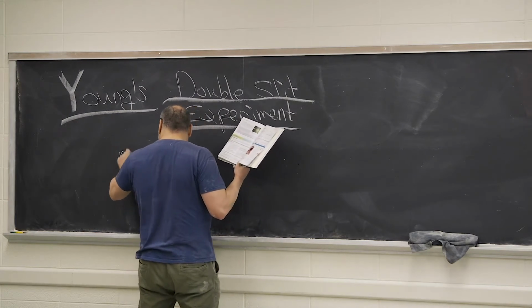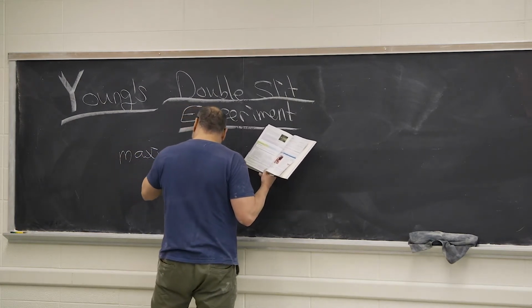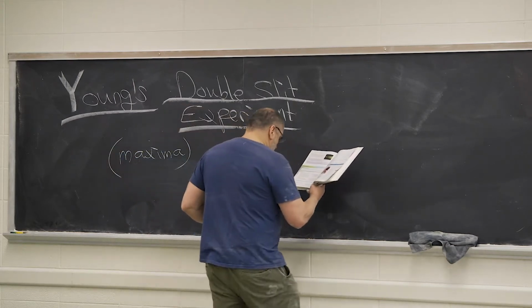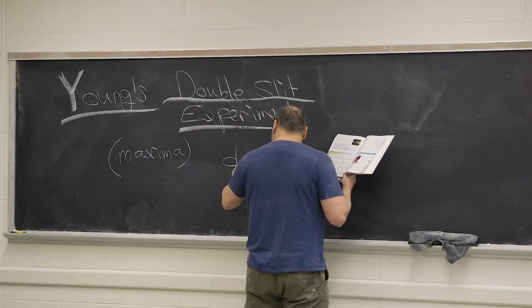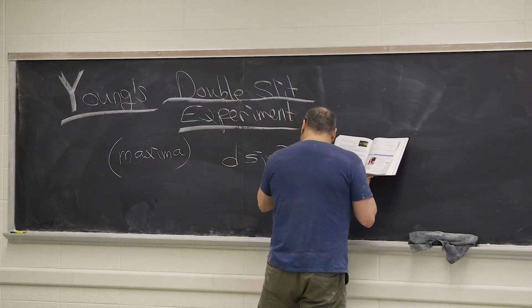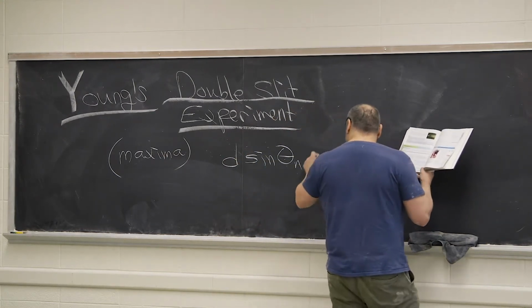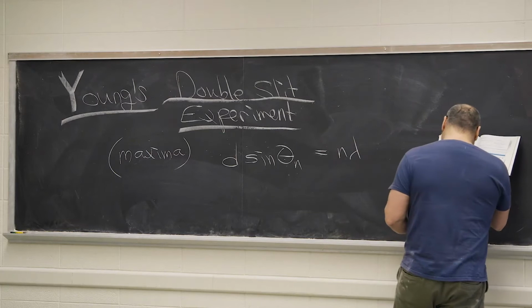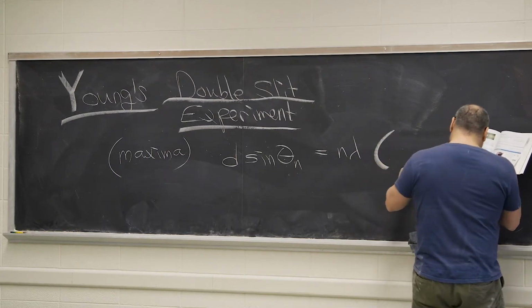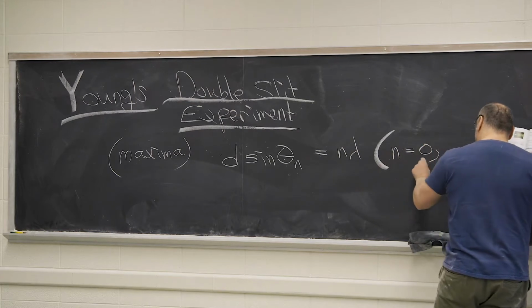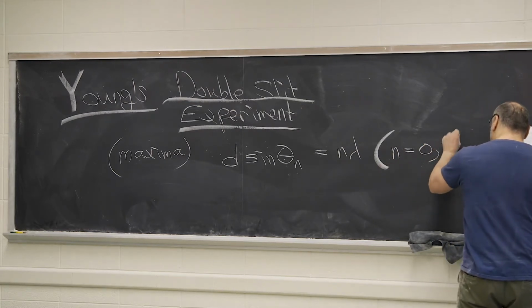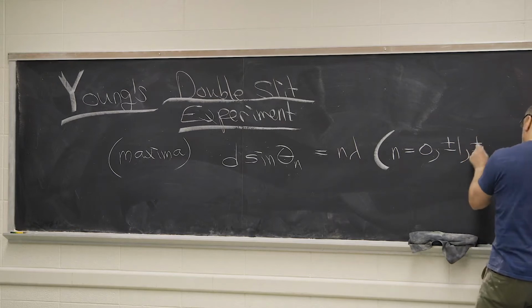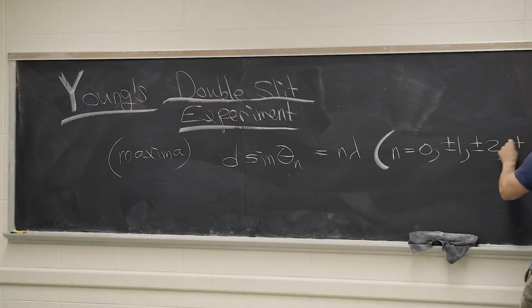Regarding maxima, d sine theta n, where theta n depends upon n, equals n lambda. Lambda is the wavelength, and n equals 0, plus or minus 1, plus or minus 2, plus or minus 3, and so on. That's for maxima.